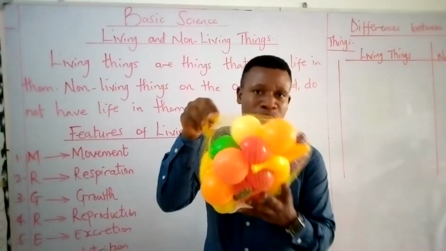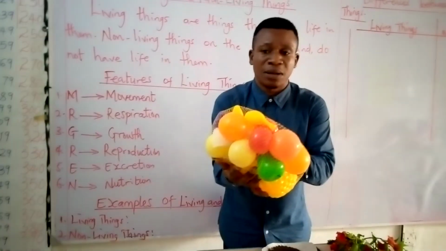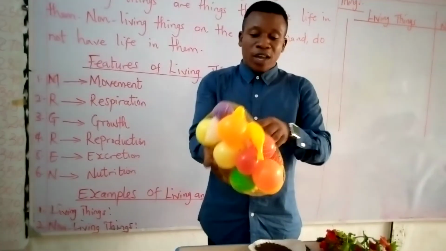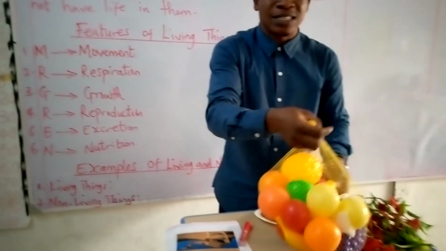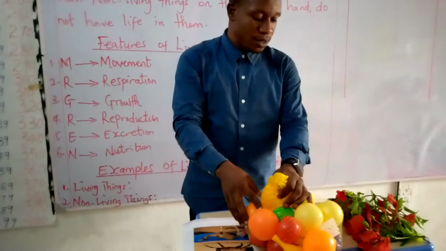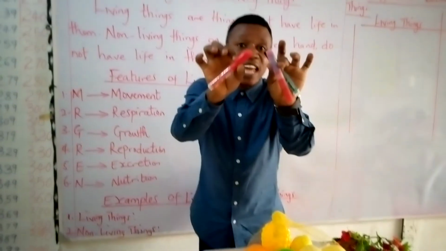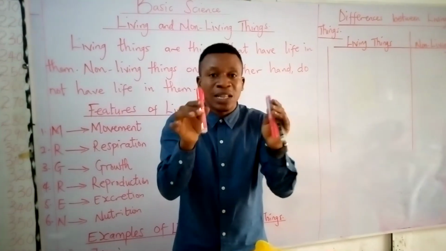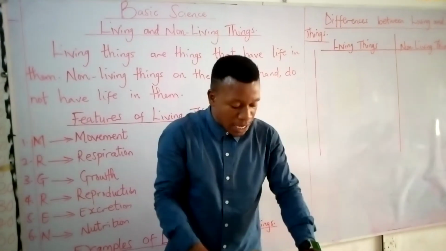Can toys see? Toys don't have eyes to see. Toys cannot move. They can only be moved when something that is living takes them from here to another place. Marker cannot feed, cannot see, cannot walk. So markers are non-living things.